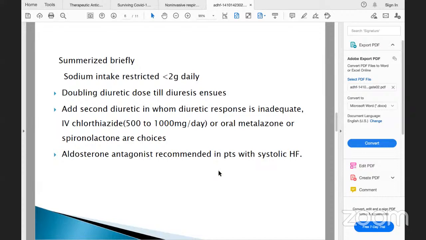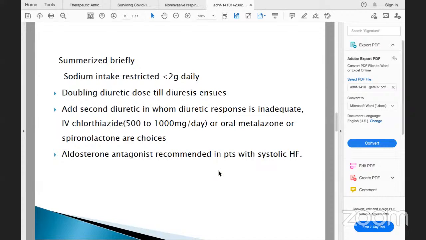In some patients, a second diuretic may have to be added if the first diuretic is inadequate, like spironolactone or chlorothiazide. Spironolactone has a mortality benefit also in patients with acute heart failure, and it has been proven. It prevents hypokalemia also. So it is a very frequently used drug in patients with acute heart failure.